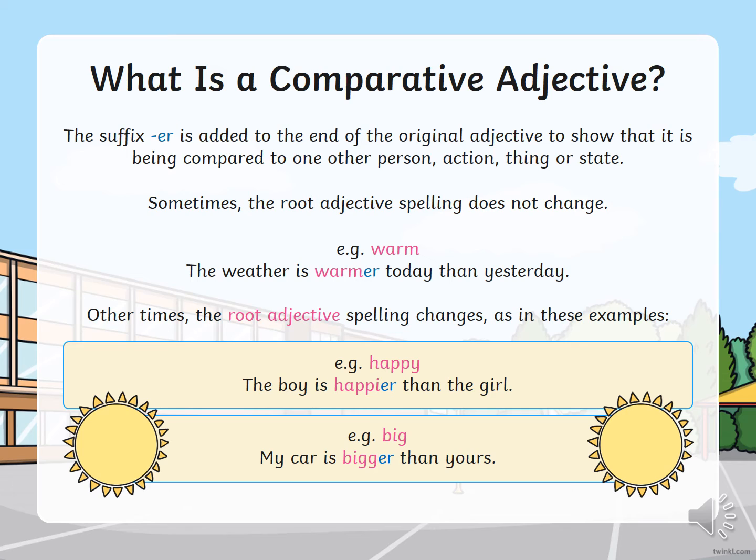And big, because it has a vowel and a consonant, an I followed directly by a G, you need to double the consonant before you add the suffix. So my car is bigger than yours, and it's got two G's in the middle because you need to double that consonant.